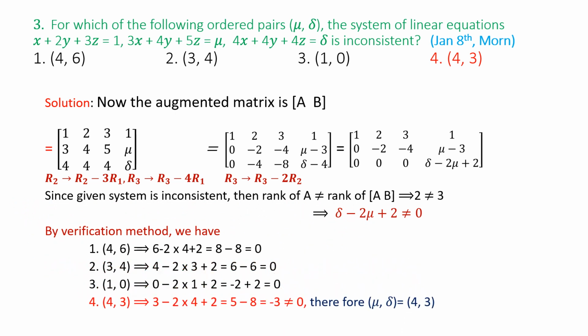This also, substituting in the equation, 3 minus 2 into 4 plus 2 equals 5 minus 8, that is equal to minus 3, which is not equal to 0. Therefore, the ordered pair of mu comma delta equals 4 3, which is in option 4. This is the solution for this question.